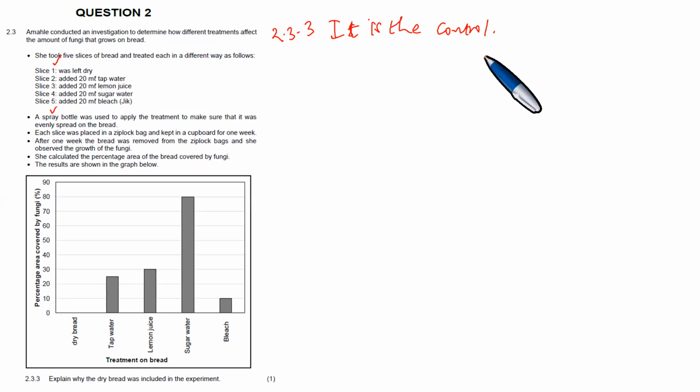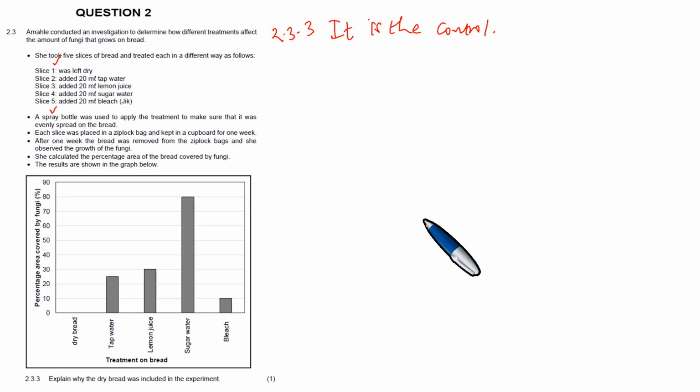Because we have put nothing on the dry bread, hence we can see on the bar graph that on the dry bread, nothing grew. But with tap water, there was some growth. With lemon juice, a bit more growth. With sugar, even much more. And with bleach, a little bit less. So we have those observations there. So why did Amahle have to put the dry bread on the bar graph? The reason is because it is the control.